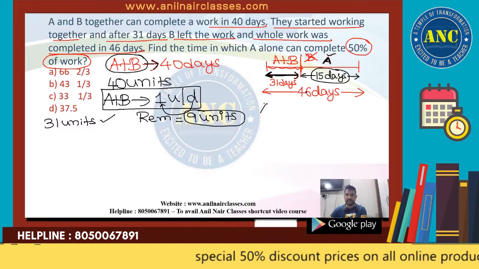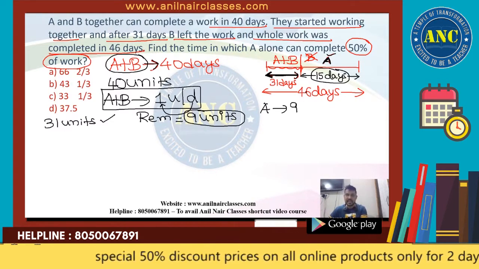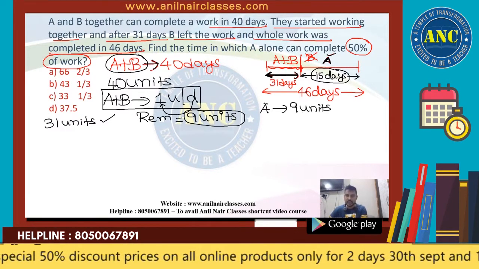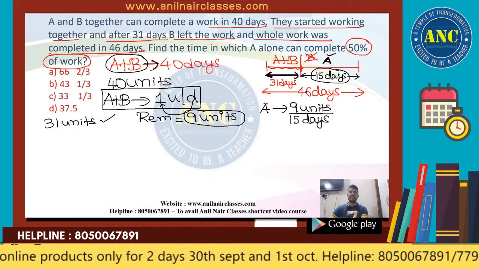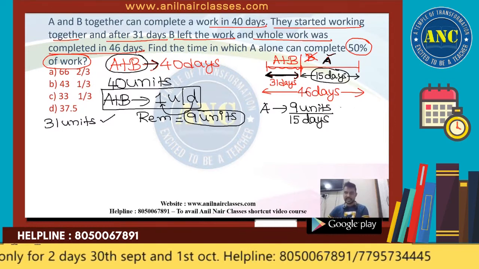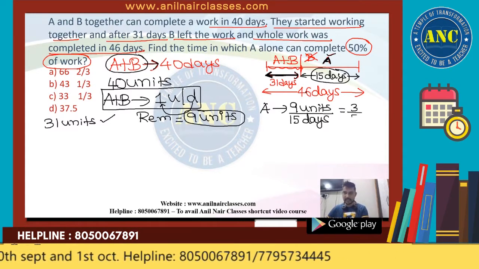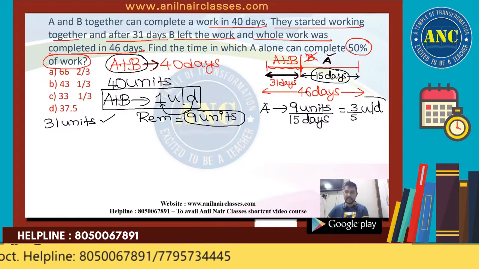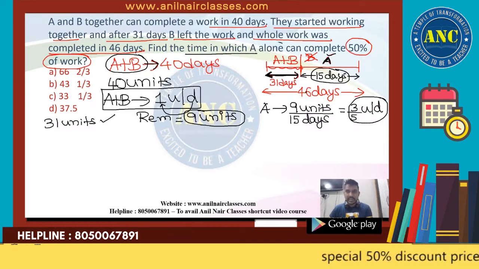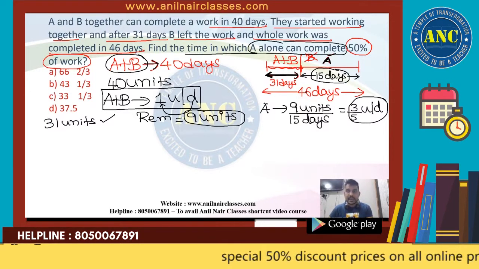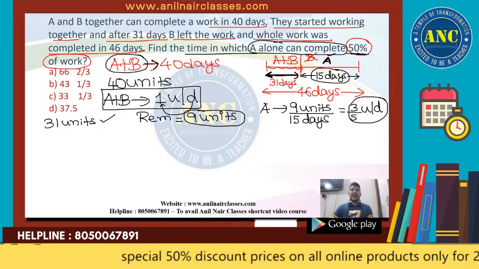9 chocolates. That means A's capacity is 9 chocolates distributed in how many days? 15 days. So A's capacity is 9 chocolates divided by 15 days. 9 by 15 is nothing but 3 by 5 units per day. So we came to know the capacity of A right now. A's capacity is clearly known to us. But what is the question? Question says, find the time in which A alone can complete 50% of work.